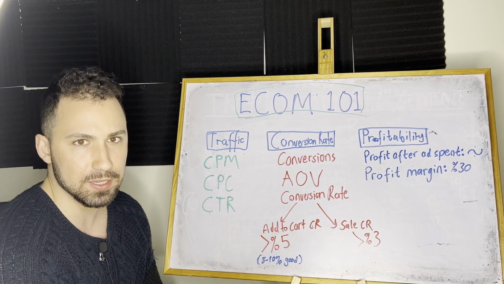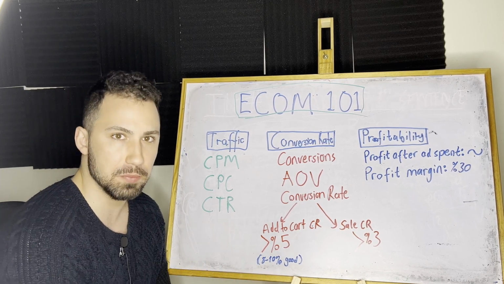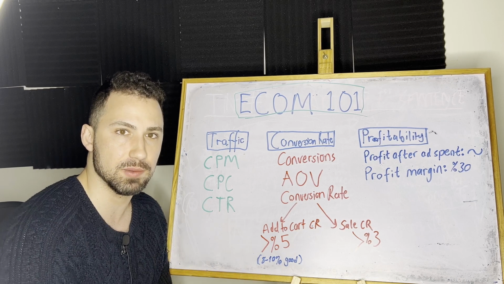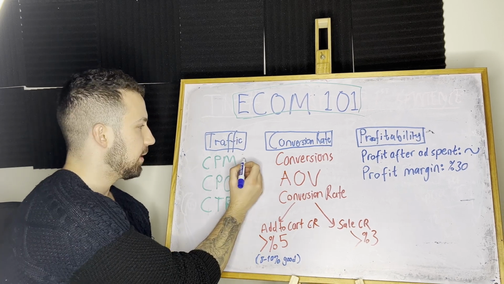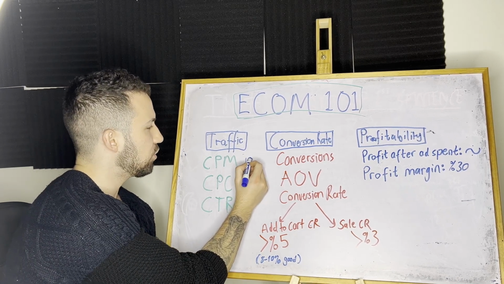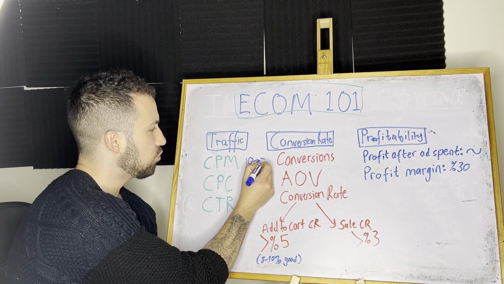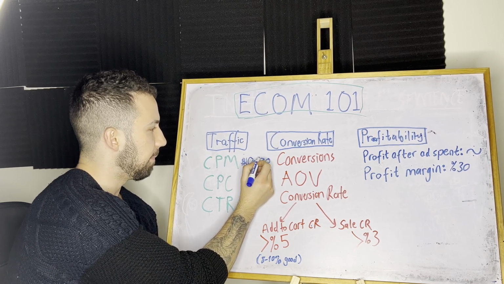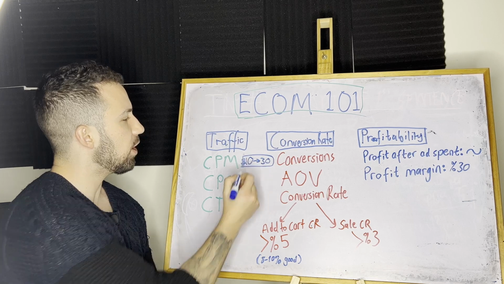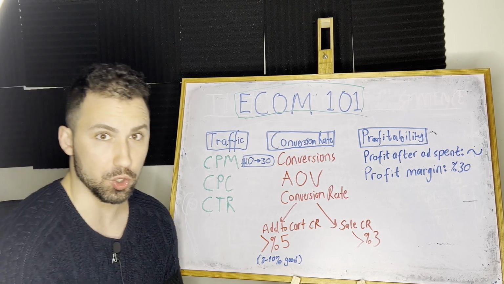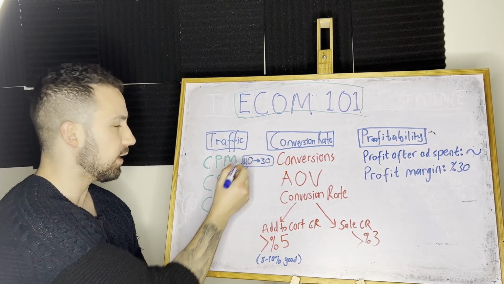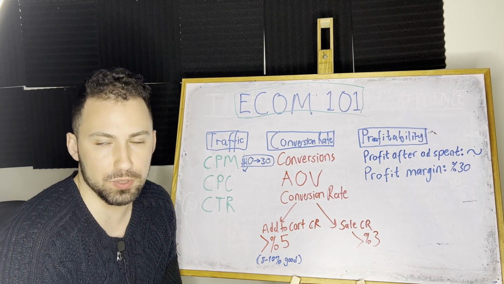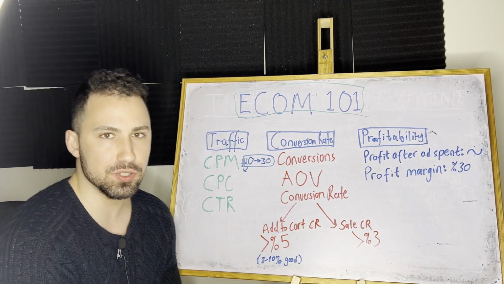How much you're paying to show your ads to 1,000 people, to show your ads 1,000 times. So that's the critical part. You want to aim around $10 to $30 CPM. If you're around that ballpark, you are good. If you're below $10, you're pretty good, it's amazing. It depends on country to country.